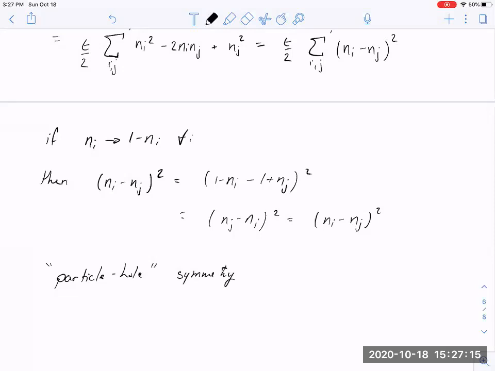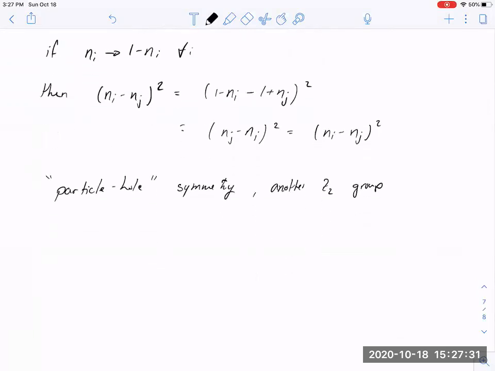Which is in the same Z2 group as the up-down symmetry of the Ising model. Just to drive this home, along this line of mu equals minus epsilon z by 2, which is our line of symmetry.